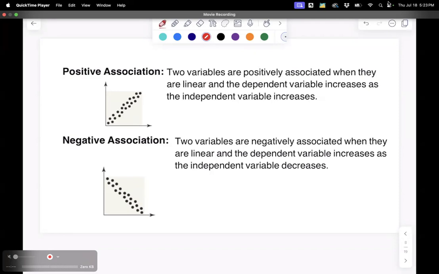Negative association, if it's sloped downward, so if one of my variables is getting bigger while the other one is getting smaller, then it has a negative association. So as you're going from left to right, if it's going downhill, that's a negative association.